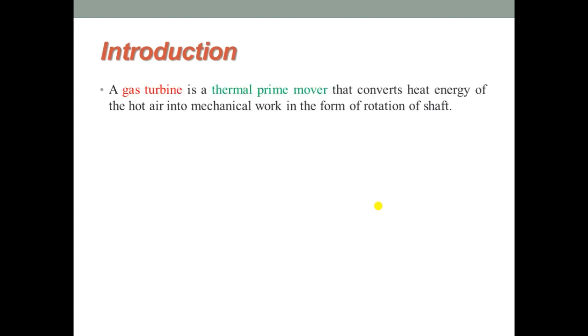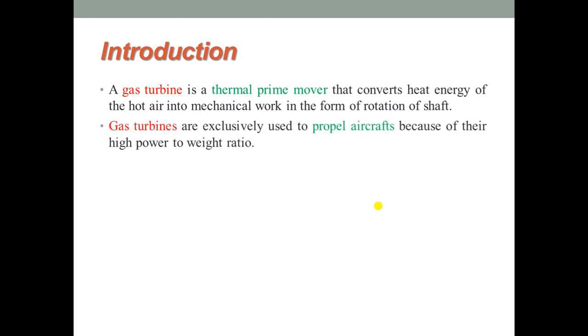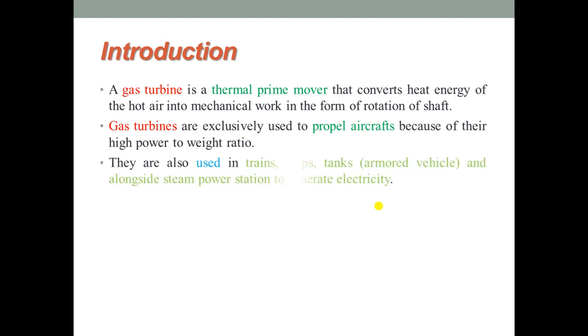To start with, we will have an introduction to the gas turbines. A gas turbine is a thermal prime mover that converts heat energy of the hot air into mechanical work in the form of rotation of shaft. Gas turbines are exclusively used to propel aircraft because of their high power to weight ratio. They are also used in trains, ships, tanks, that is armored fighting vehicles, and alongside steam turbines in power stations to generate electricity.